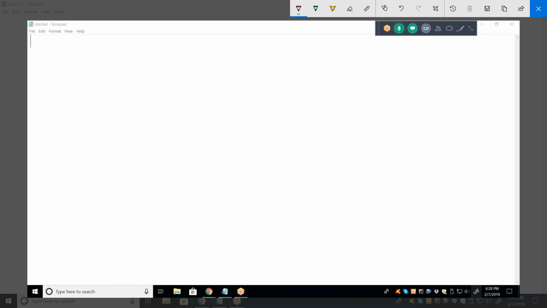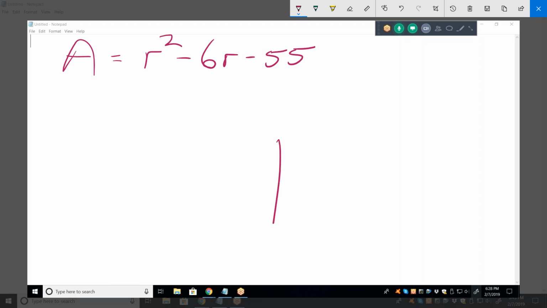Oh, they give me a word problem. Okay, let's have that one. All right, it says the area of a rectangular rug is given by the trinomial r squared minus 6r minus 55. What are the possible dimensions of the rug? Okay. So there's our rug.